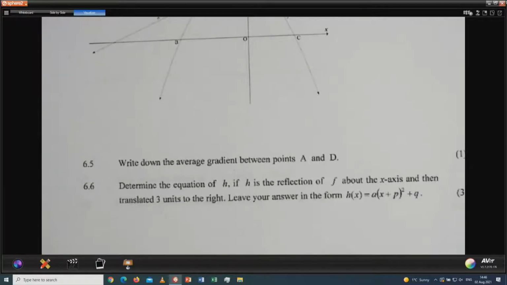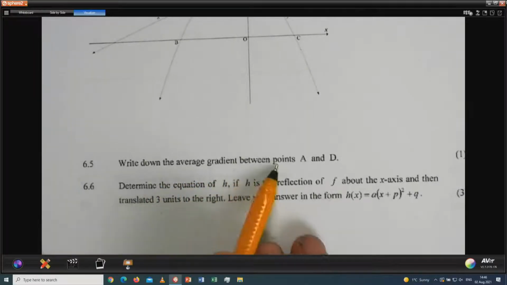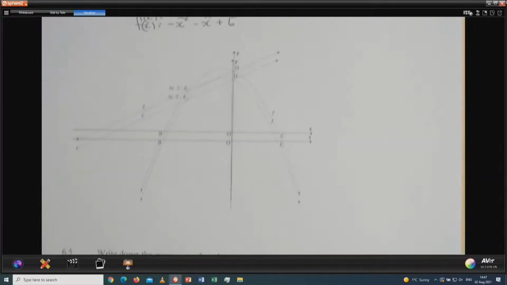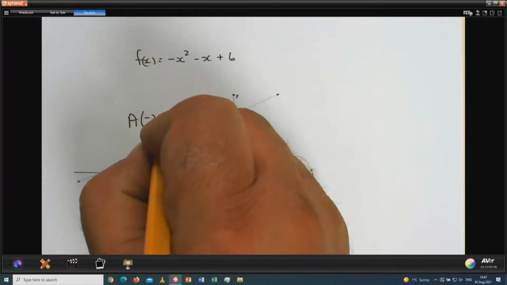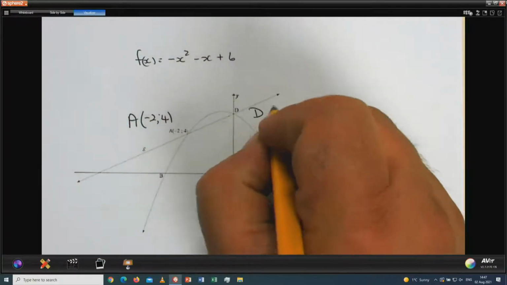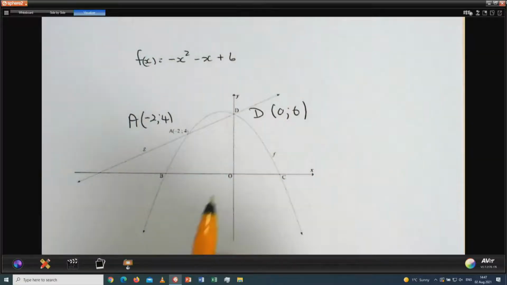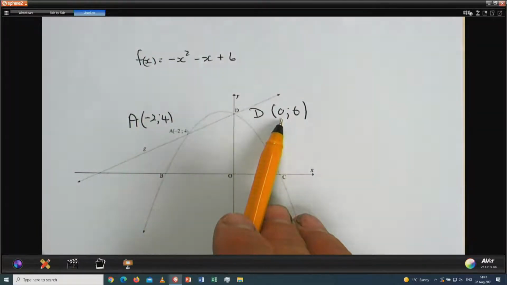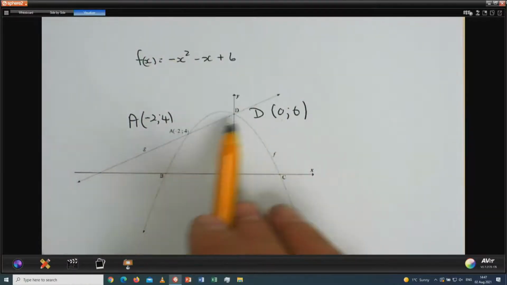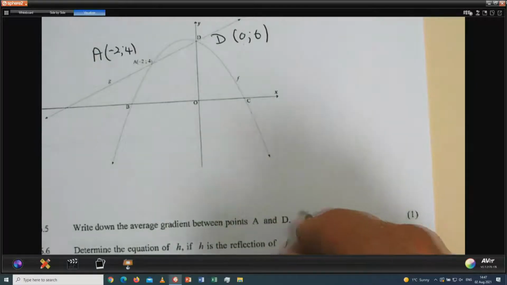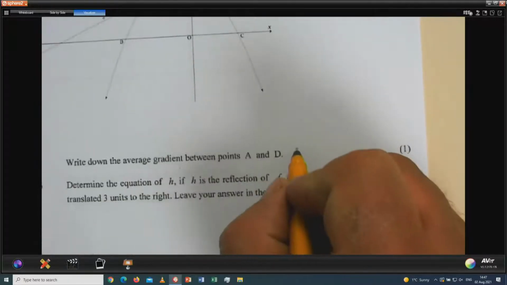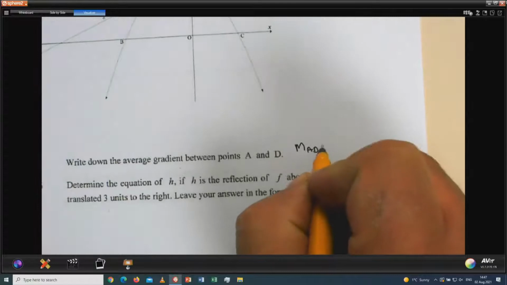The next question is write down the average gradient between the points A and D. Now we said A here is equal to -2 and 4, and D's coordinates here is 0, 6. Now the average gradient has got the same value as the equation of the straight line passing through the 2 points. So in this case we can say that the gradient of AD is equal to 1.